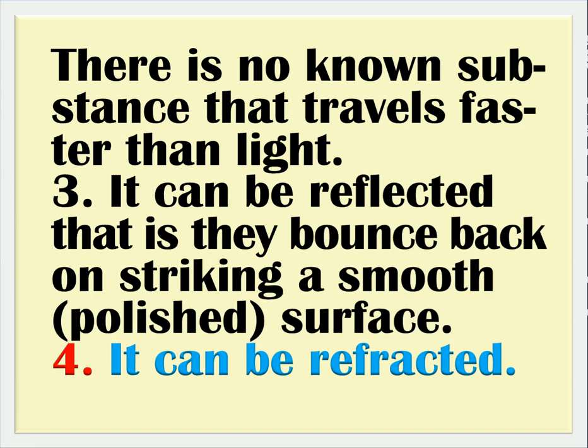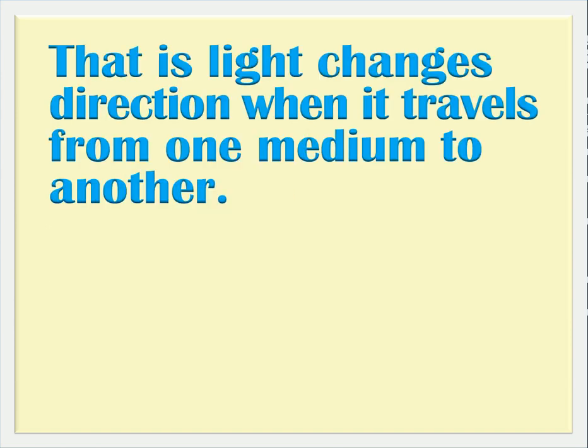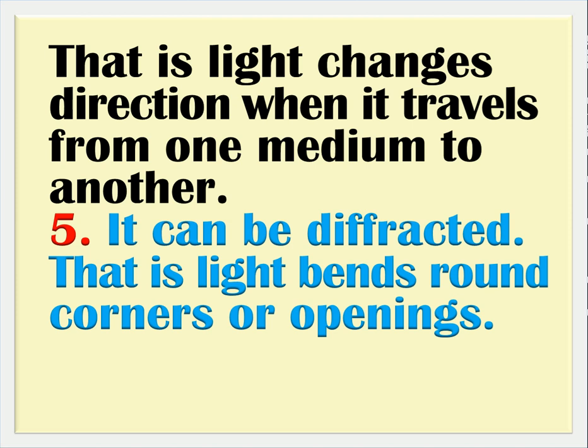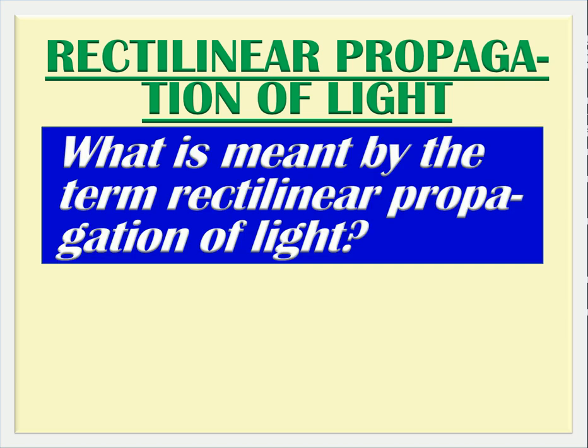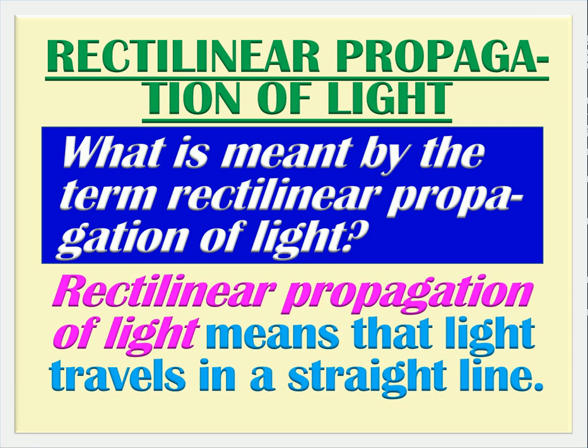4. It can be refracted. That is, light changes direction when it travels from one medium to another. 5. It can be diffracted. That is, light bends round corners or openings. Rectilinear propagation of light. What is meant by the term rectilinear propagation of light? Rectilinear propagation of light means that light travels in a straight line.